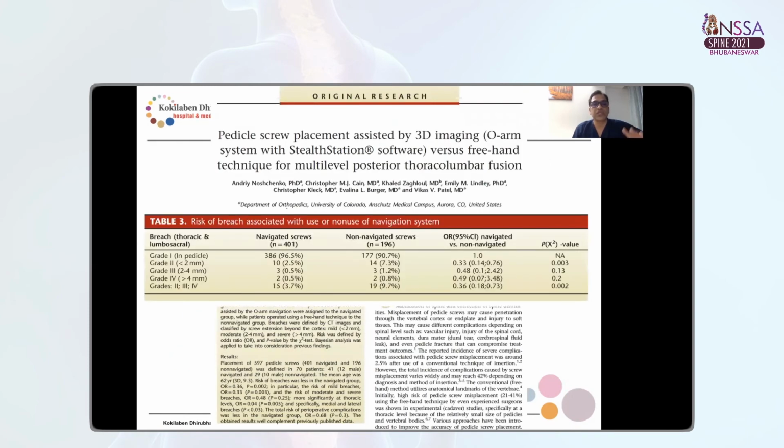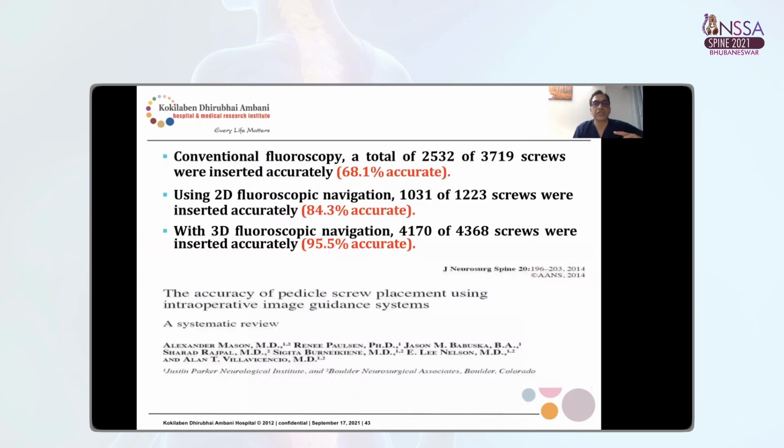There's one series which has compared the navigated screws with the non-navigated screws. The rate of perforation is around 10% in non-navigated screws, which has come down to 3.7% with the navigated screws. There's another paper which gives an accuracy rate of 68% with conventional fluoroscopy, which increases to 84% with 2D fluoroscopic navigation. With 3D fluoroscopic navigation, it increases to around 95.5%.